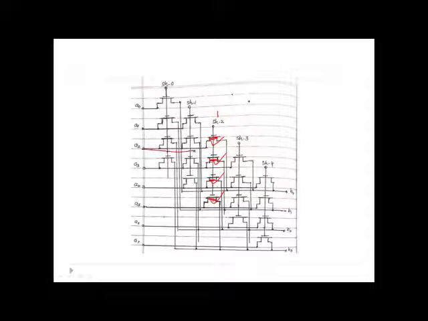So this input A2 will go to the output, which is ultimately connected to the B0. This A3 will go to the output, which is connected to B1. A4 is connected to the output, which is connected to B2. A3 is connected to the output, which is connected to B3. So that's a simple implementation.